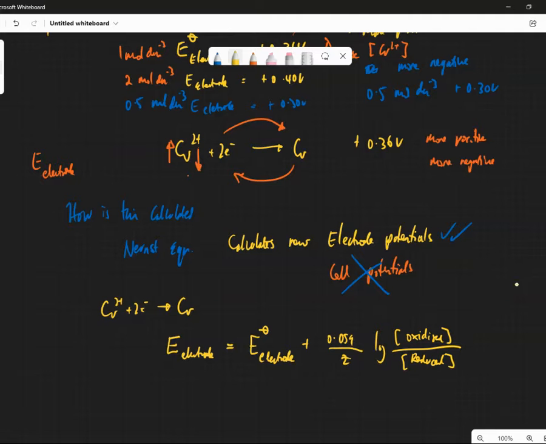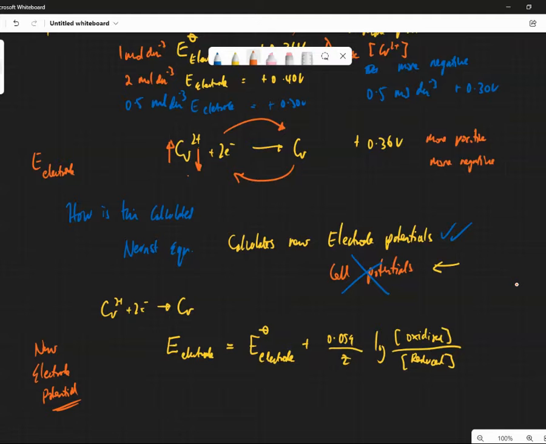Okay, so there's the Nernst equation. And the Nernst equation doesn't tell you the cell potential, though. It tells you the new electrode potential. And students get this mixed up all the time. The new electrode potential. It doesn't tell you the cell potential.